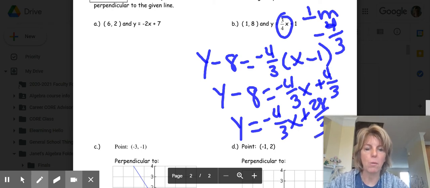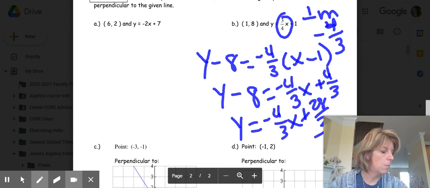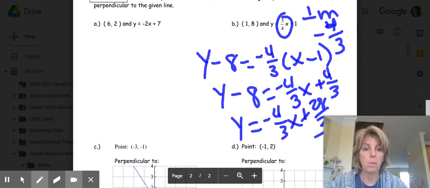It's not wrong to put it in mixed number form, which is what your calculator is going to give you, but then you can use your calculator. Remember, it's that second ABC. Second ABC changes it from mixed number to improper fraction.